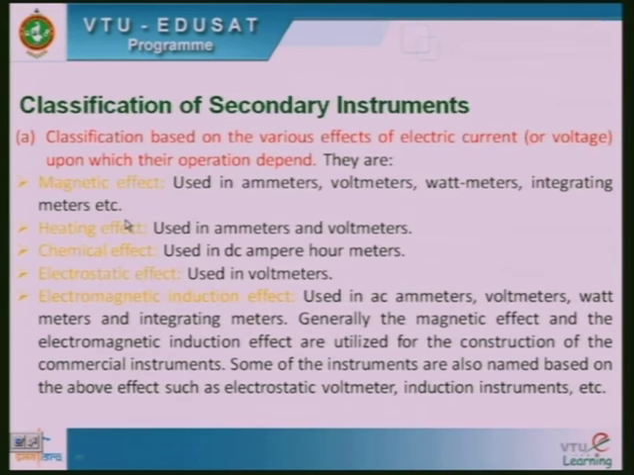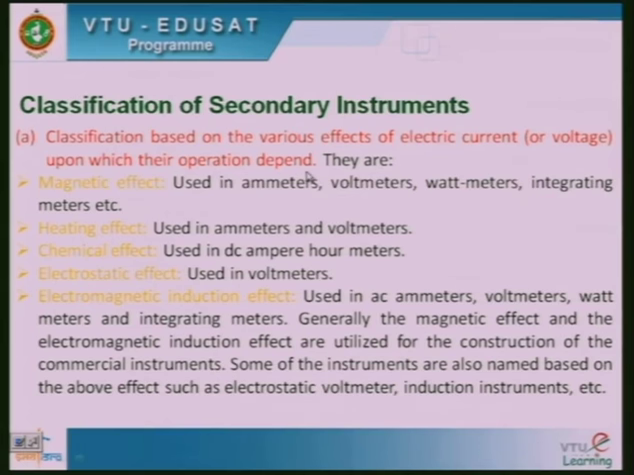Now we are going to study these secondary instruments in detail, because we are not using primary instruments in our laboratory; we use only secondary instruments. There are different parameters we consider in the classification. The first is classification based on the various effects of electric current or voltage upon which their operation depends. Whenever current flows through a conductor, heat is generated, and we also consider the magnetic effect, chemical effect, electrostatic effect and electromagnetic effect. That is why we consider the various effects of electric current and voltage.